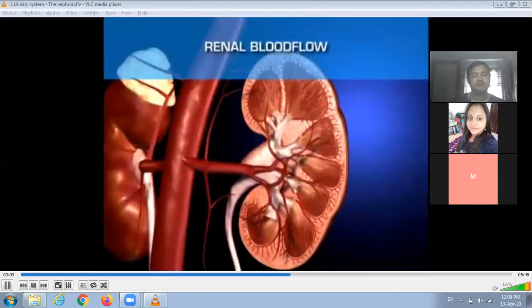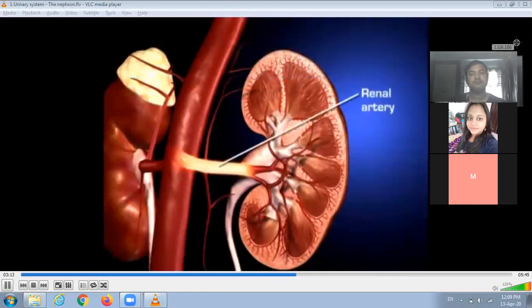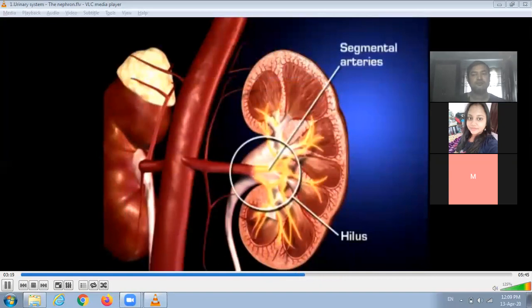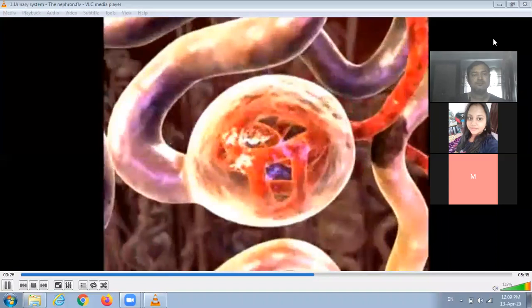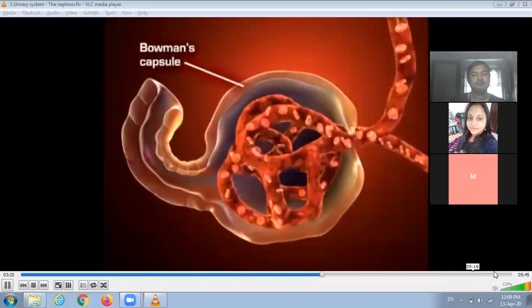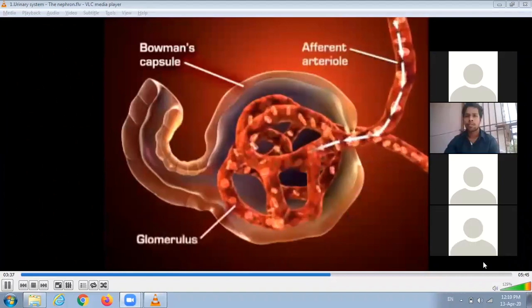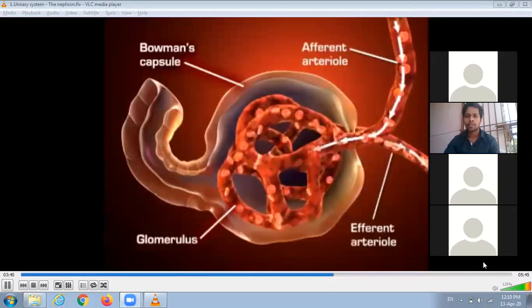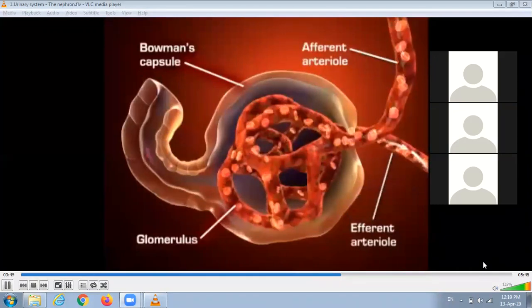Each kidney is supplied with blood by a single renal artery that arises on its respective side of the aorta, before dividing into 5 segmental arteries that enter the hilum. Within the kidney, each segmental artery branches into several lobular arteries. The lobular arteries further subdivide to form interlobular arteries, which branch off into afferent arterioles. Blood flows into the glomeruli through the afferent arteriole. Blood flows out of the glomerulus through the efferent arteriole.